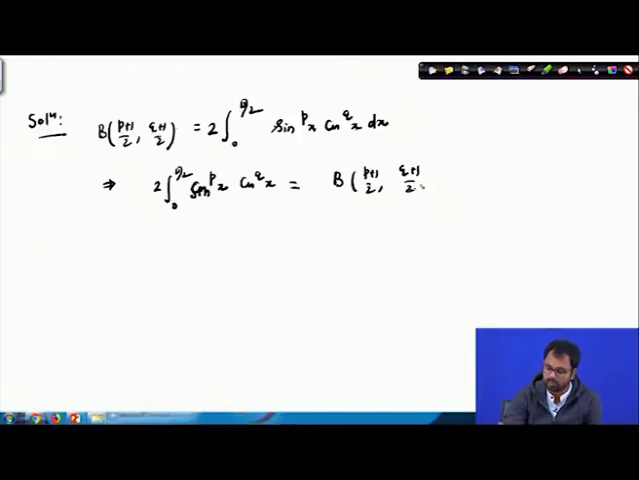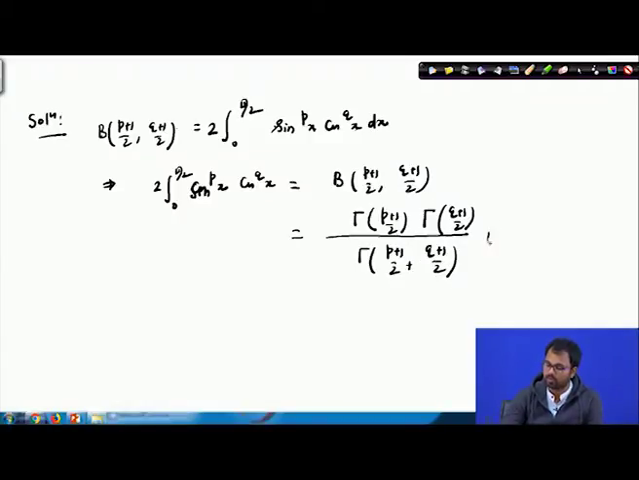and now here I will use relation 1. Based on relation 1 I can write gamma(p+1/2) times gamma(q+1/2) divided by gamma(m+n). So this can be written as gamma of (p+1/2 plus q+1/2). So here we have used relation 1.